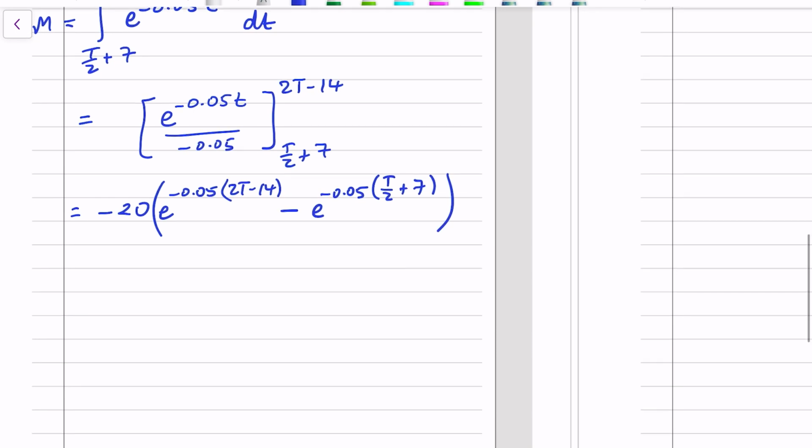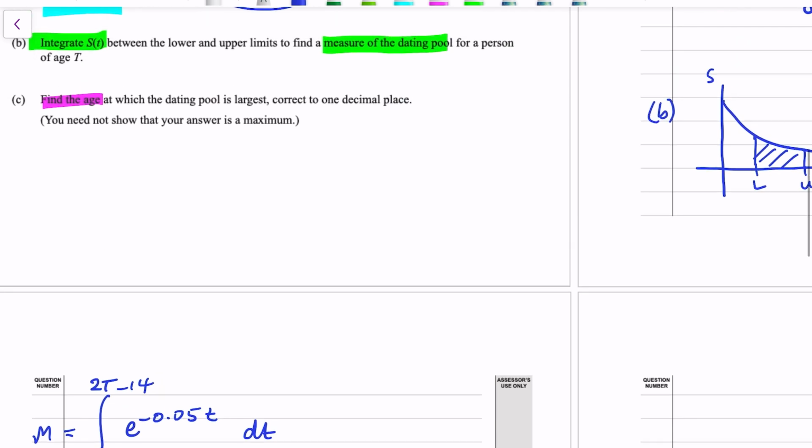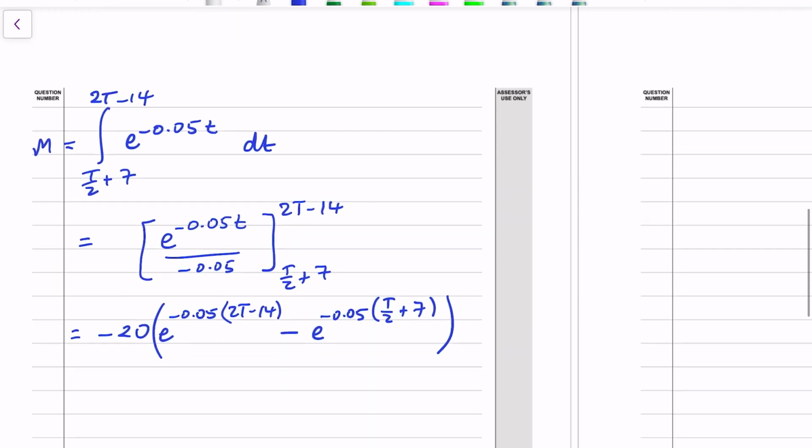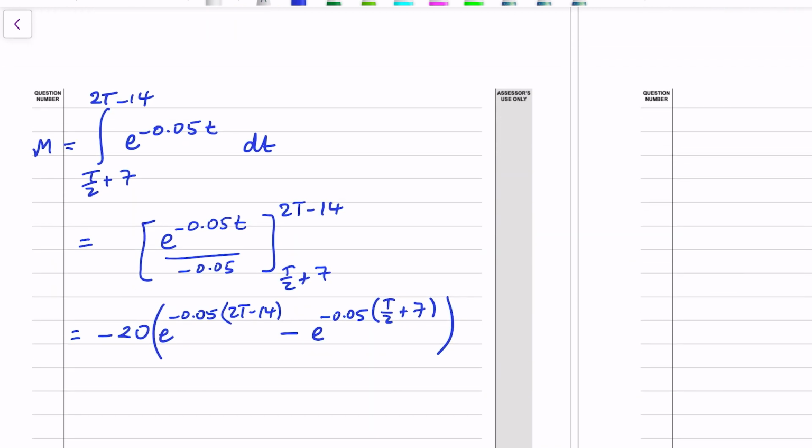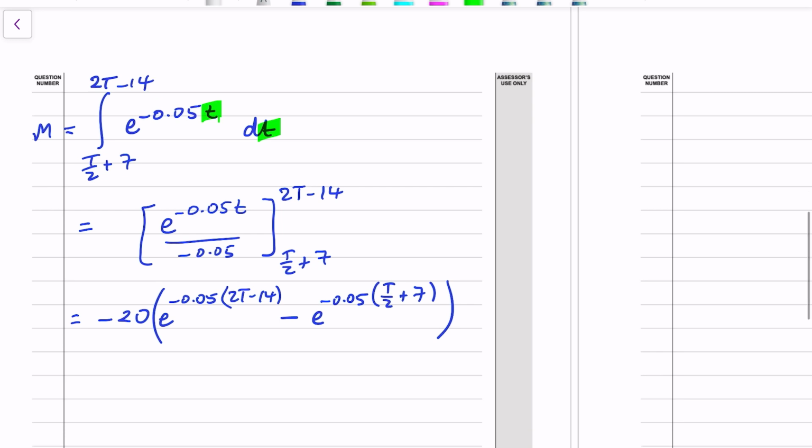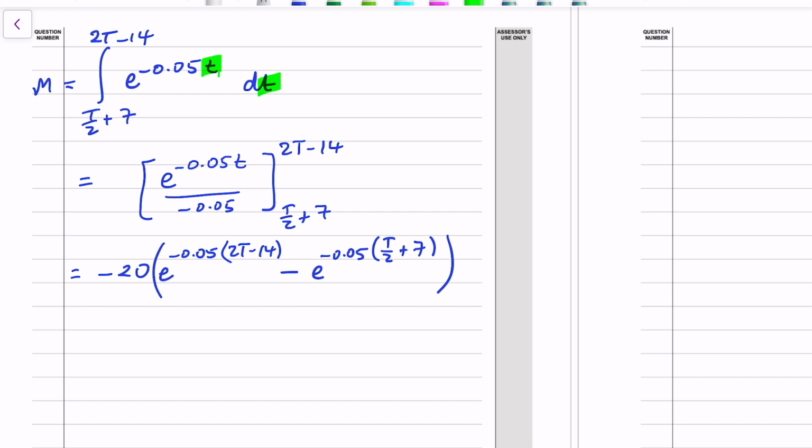Okay, that's our measure. And then part C asks us to find the age at which the dating pool is the largest. So in other words, this measure is the biggest possible. And one thing to note is we integrated in part B with respect to little t, which is a variable in terms of age. And now when we differentiate this thing to find its maximum, we're differentiating with respect to capital T, a different variable. In other words, we can't just reverse the process that we've just done. We can't just differentiate and get back to e to the minus 0.05t.